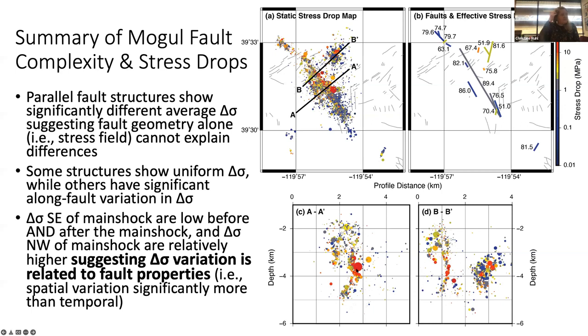So I think I've said all of the text that's on here, but the idea is that the spatial variation is so much, and to me that suggests that it's related to the fault properties that may be really enigmatic or difficult to actually measure.